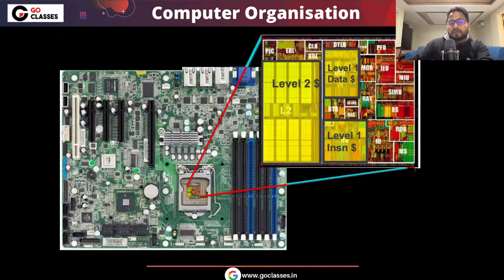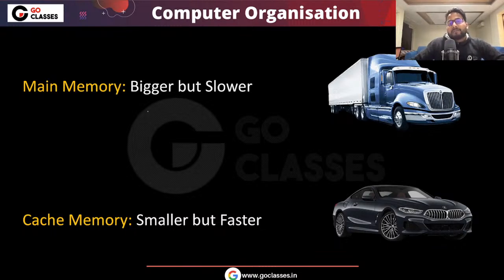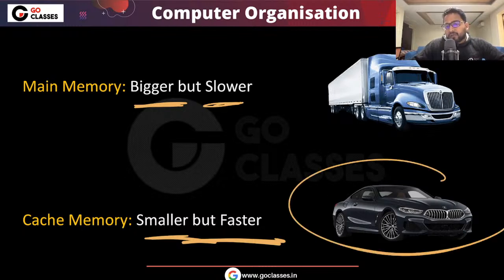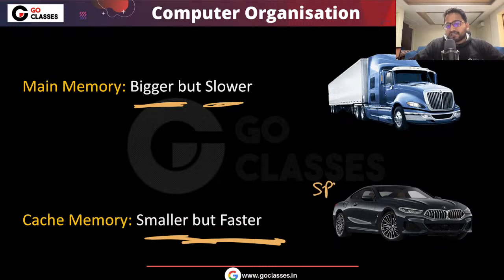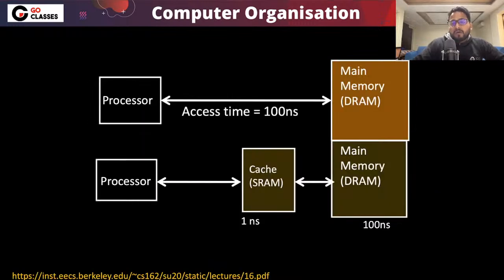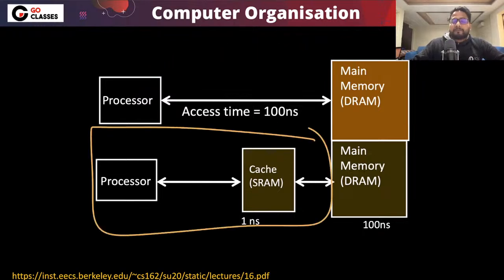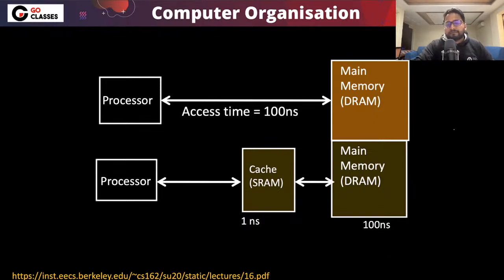So that is why we have the cache. Let me give you an analogy: main memory is bigger but slower, just like a truck, but cache memory is smaller but faster, just like your small family car, or maybe some sports car. It is smaller but faster. Now in between the main memory and the CPU, we can put a cache so that our work can be sped up. That is the main agenda of the cache memory.